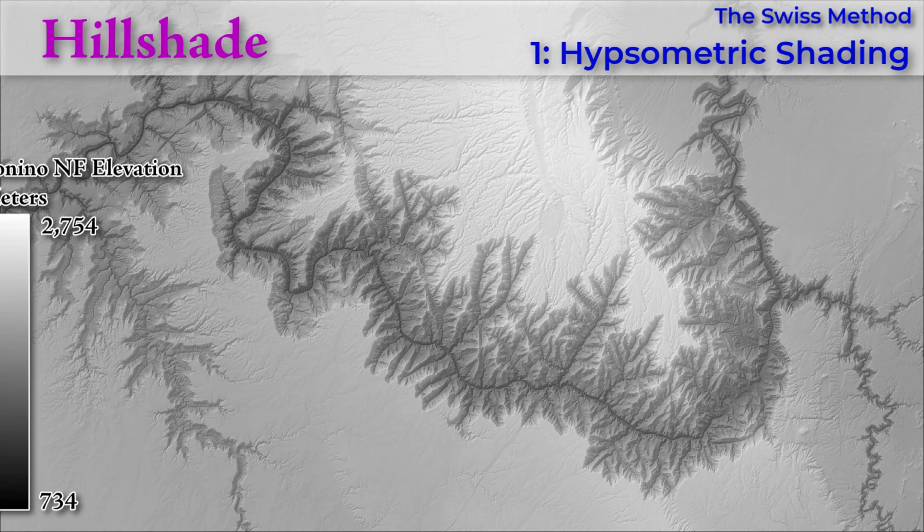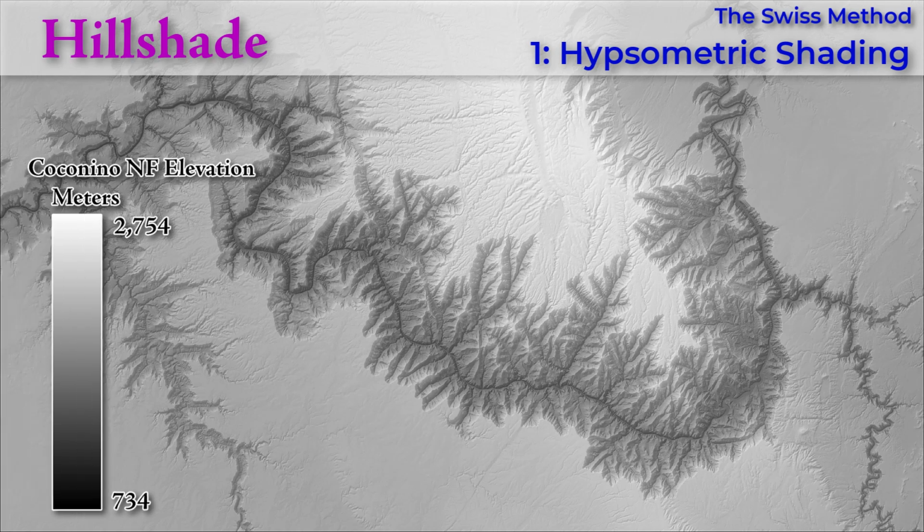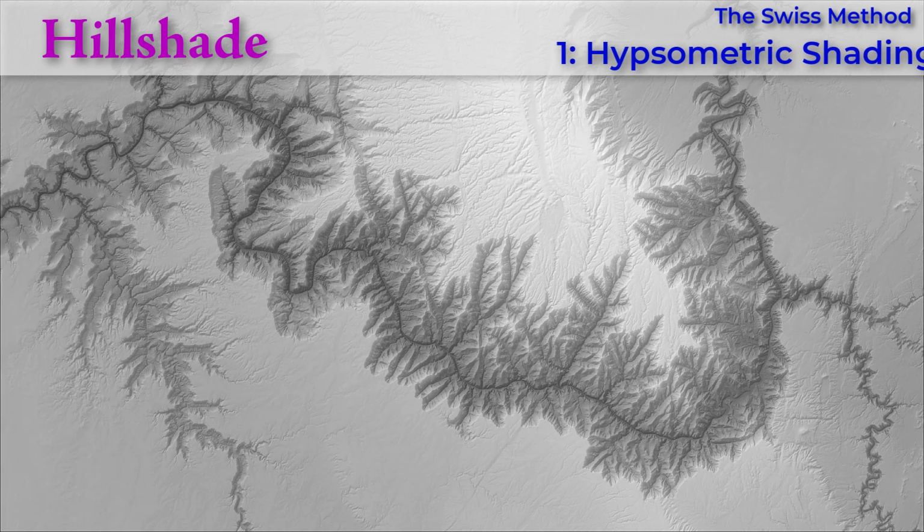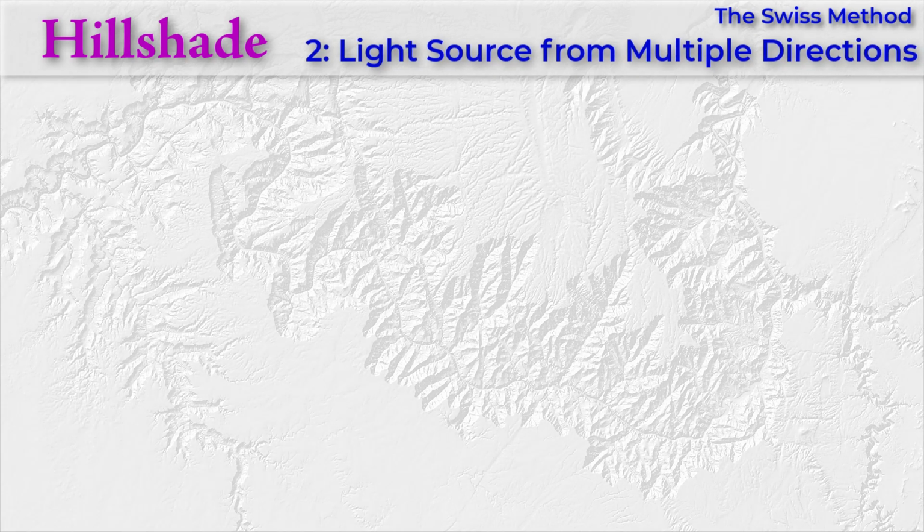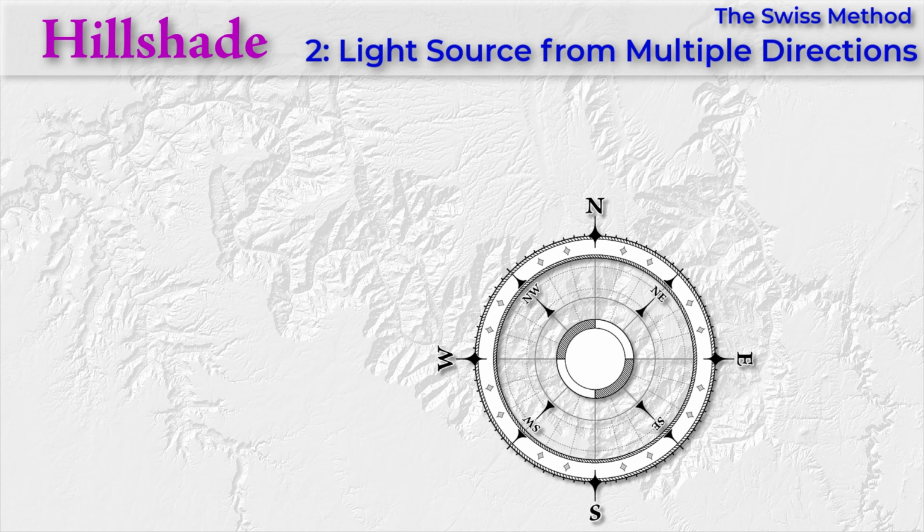Basically, you just take a DEM, shade it from black at the lowest elevations to white at the highest elevations, set it to be partially transparent so you can see through it, and then place it on top of the hillshade in your map. The next Swiss method effect is to generate your hillshade using more than one light source.